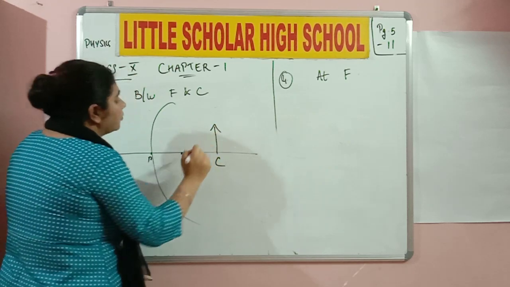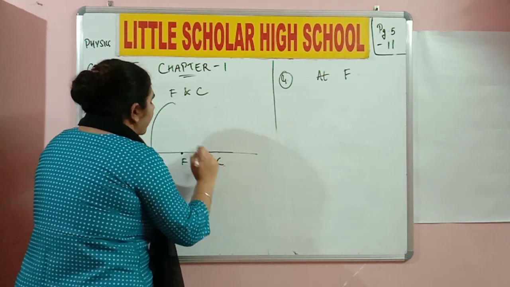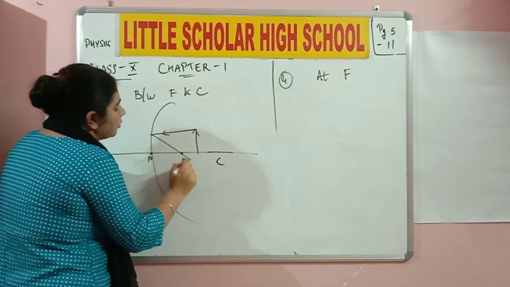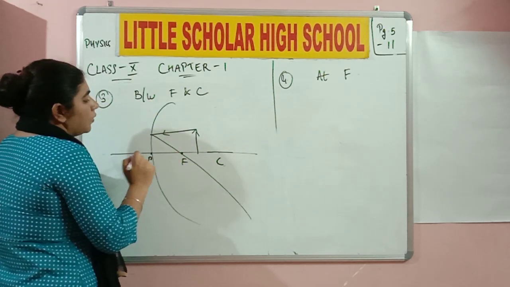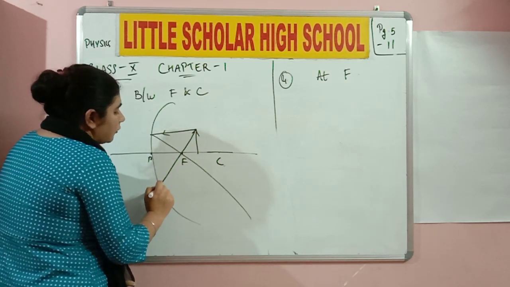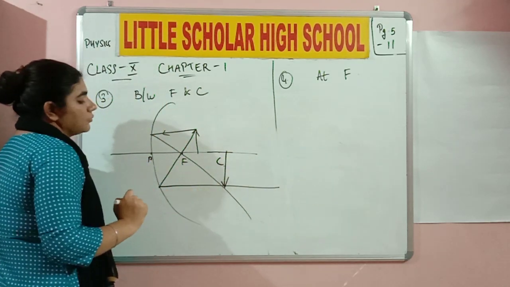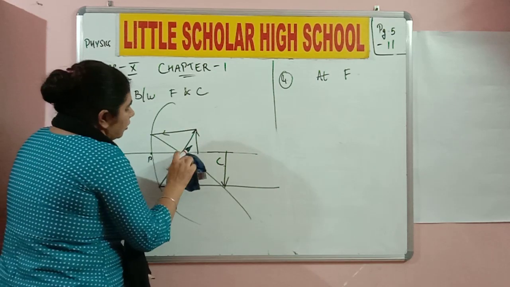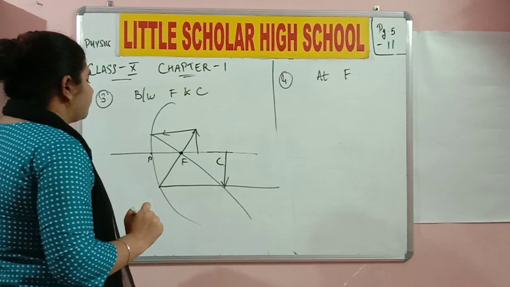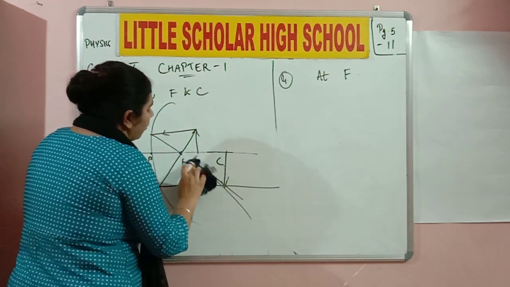If I place my object between F and C, the first ray is parallel, it passes through the focus. Now the second ray also passes through the focus and the reflected ray is going to be parallel to the principal axis. So this is going to be somewhere over here. Yes, there we go. If it is much more neater, you will understand. So basically, this is the point that I need to draw.